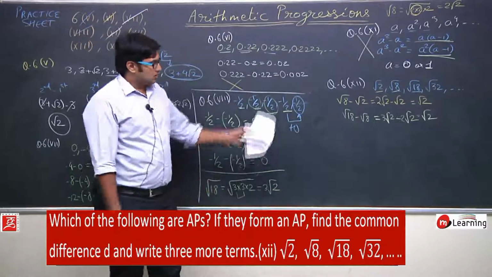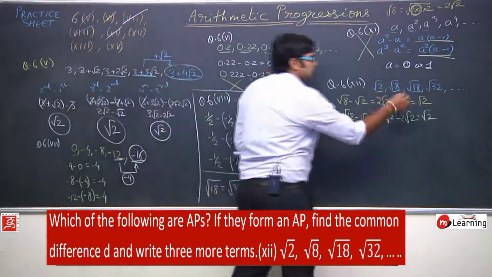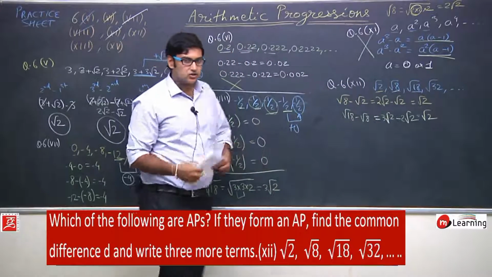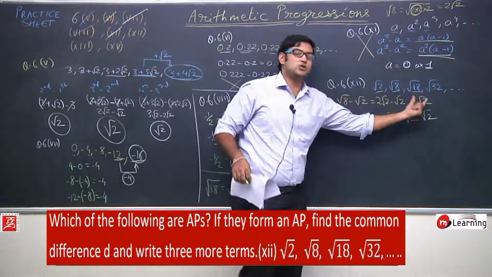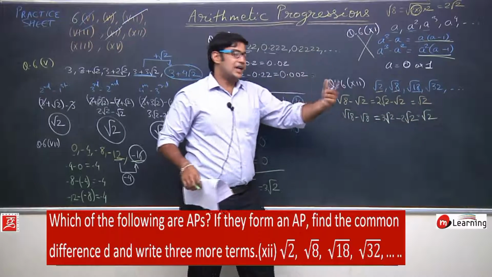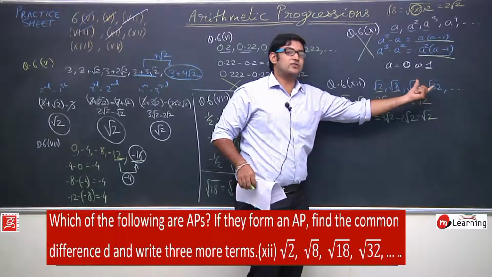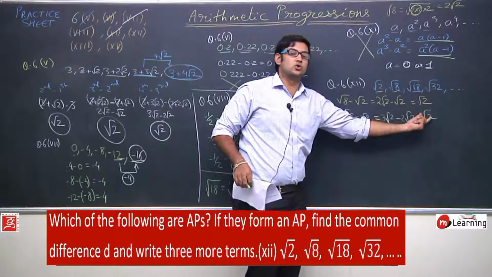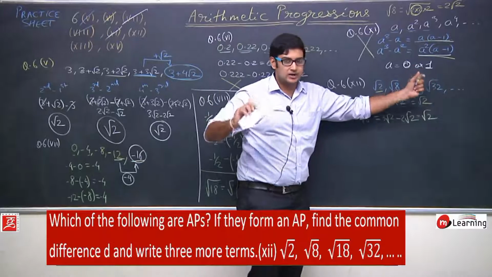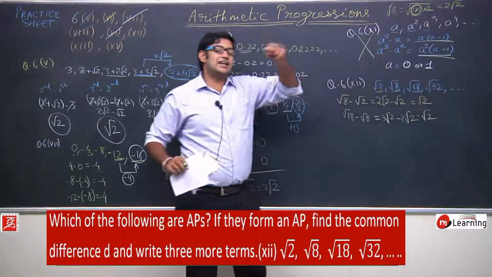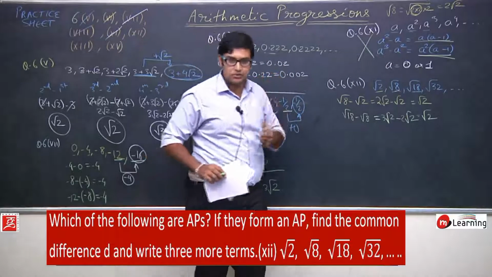Now you can see that the difference between the first three terms, the consecutive terms, this pair and this pair, is root 2 and root 2. That's why I want to check this one also, because if this difference is not equal to root 2, I can say that this is not an arithmetic progression. If this difference becomes root 2, I can definitely say that yes, this is an arithmetic progression.